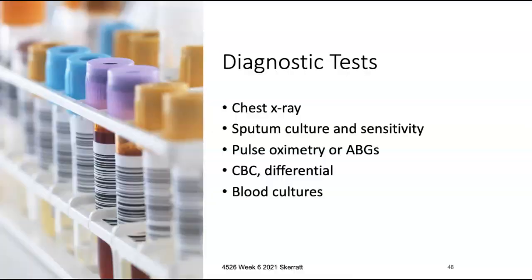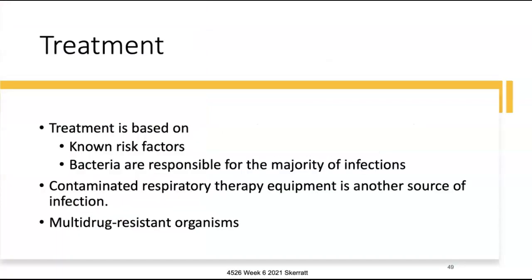Diagnostic tests are commonly chest x-ray, a sputum culture and sensitivity, pulse oximetry or ABGs, CBC and differential, and blood cultures to see if there's any septicemia. Treatment is based on the risk factors and the bacteria that's responsible for the infection. Remember that contaminated respiratory therapy equipment is another source of infection. Hospital-acquired infections, often you run up against multi-drug resistant organisms.